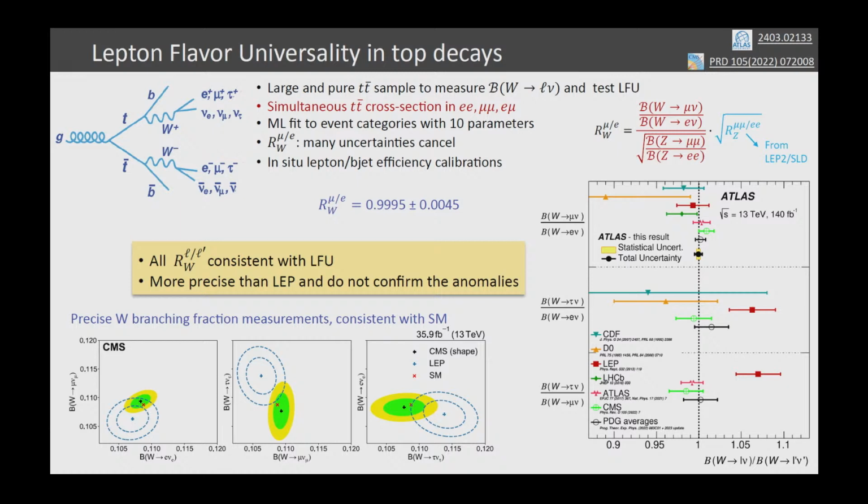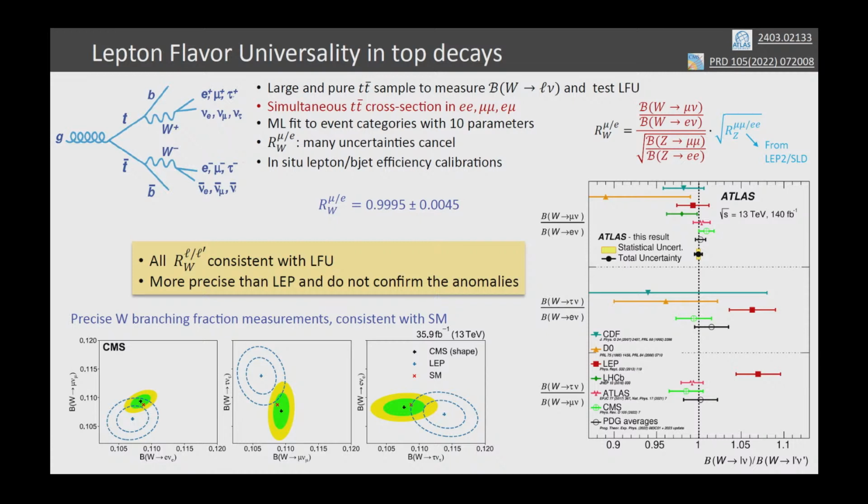Here I'm highlighting a measurement from ATLAS, where they have performed a t-tbar cross-section measurement in the ee, mumu, and emu channels simultaneously, where they have fitted 10 parameters, one of which is this ratio of W decaying to muon over electron, the double ratio in fact, where many uncertainties cancel out. The result is consistent with 1, with down to 0.45% uncertainty. This is the most precise value to date.